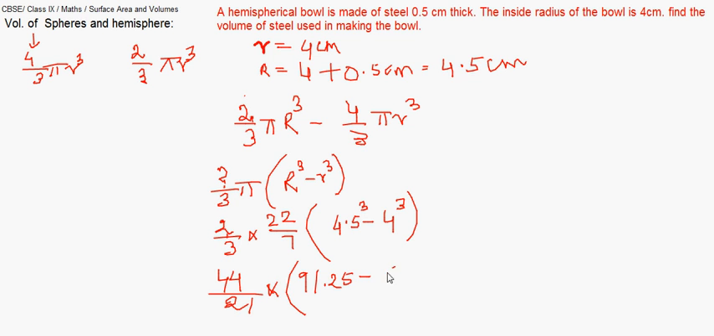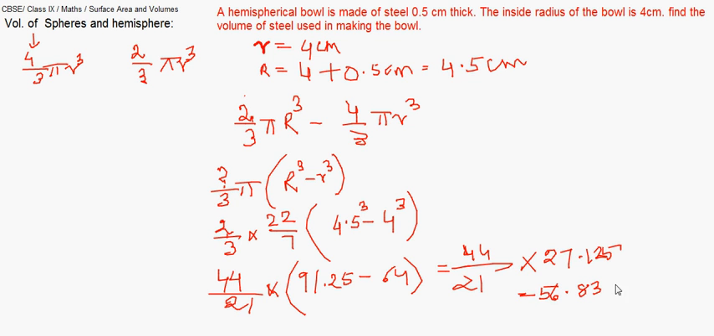4 cube is 64. If we solve this, because I have to subtract, that's giving me 44 by 21 multiplied by 27.125, and the answer we get is 56.83 cubic centimeter. That's the volume of the steel which is used in making the bowl. Let us move on with another question.